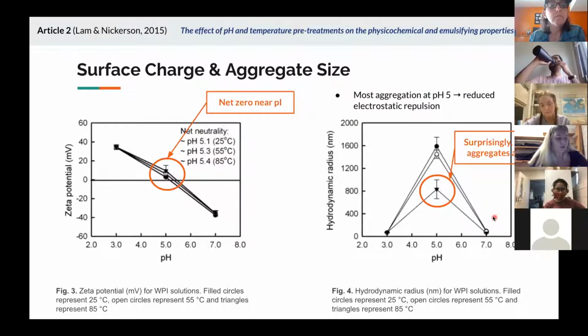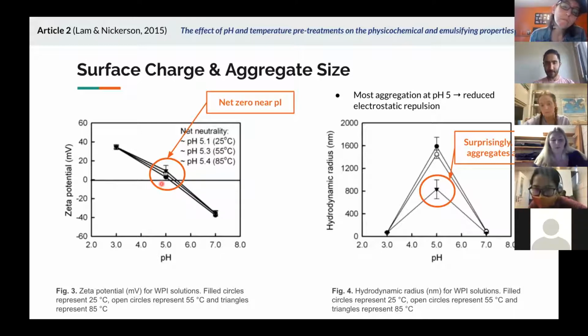So looking at surface charge, we can see the expected trends basically. There's nearly net zero charge near the isoelectric point at 5. This paper lists the isoelectric point of whey protein as 5.1 to 5.4. And then there's the positive charge at pH 3, negative charge at pH 7, and the charge as expected changes based on pH, which relates to the protonation state. And in this graph, we see that there's little effect of temperature on charge.